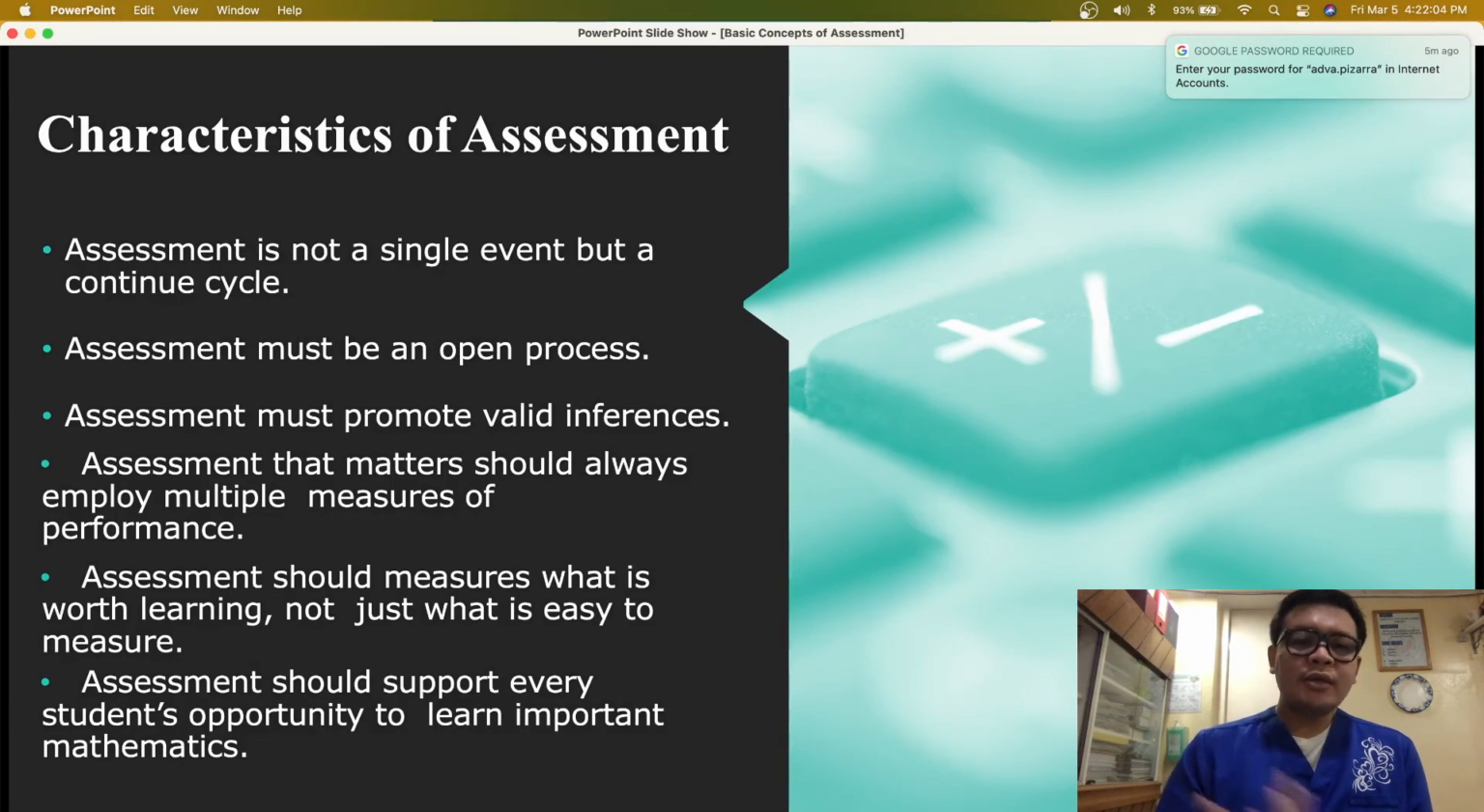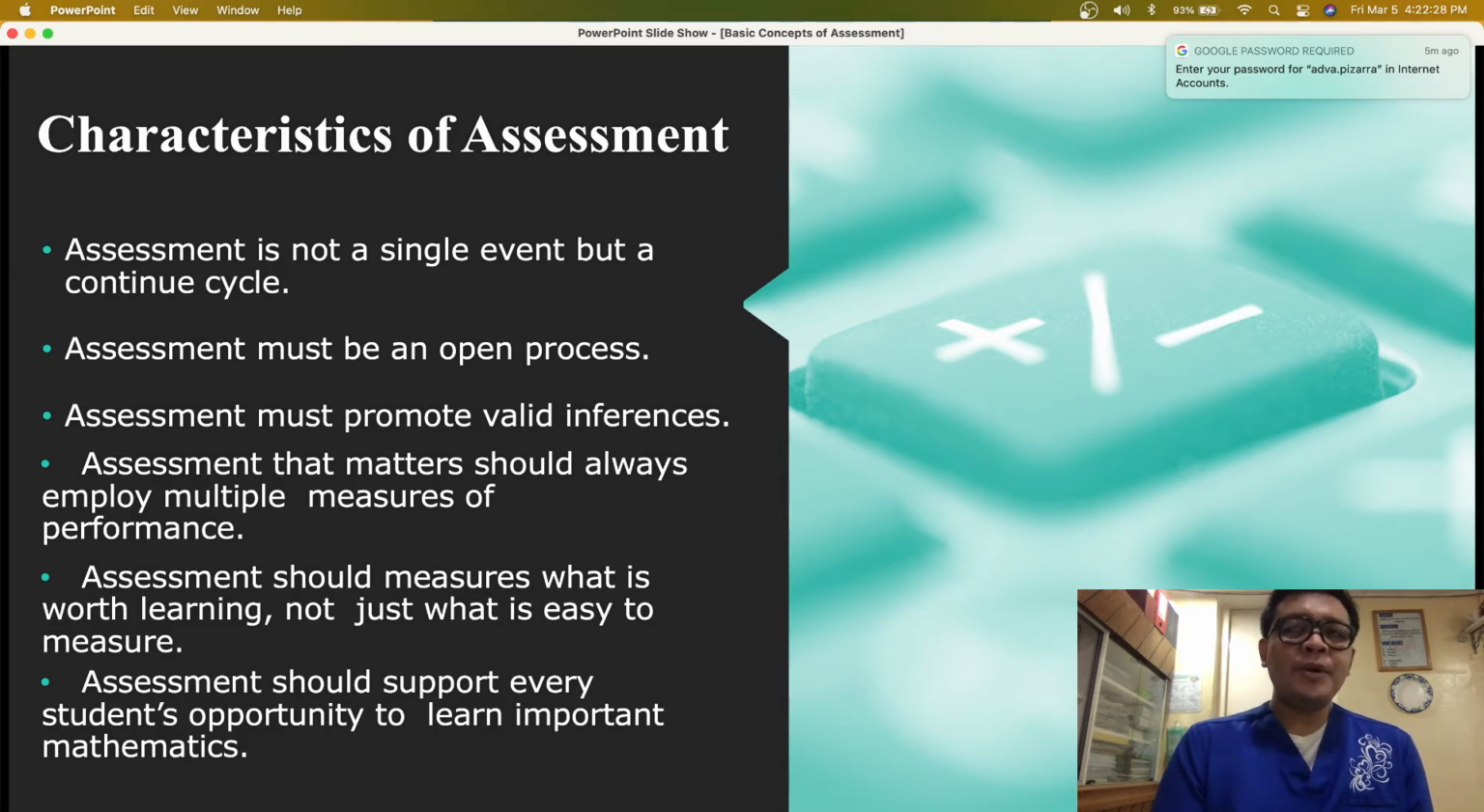So we also have characteristics of learning. Assessment is not a single event but a continuous cycle. That means assessment would not always stop from there. Through its process, as we've identified in the previous slides, it will not just stop from the first process, but it continuously goes like a cycle.